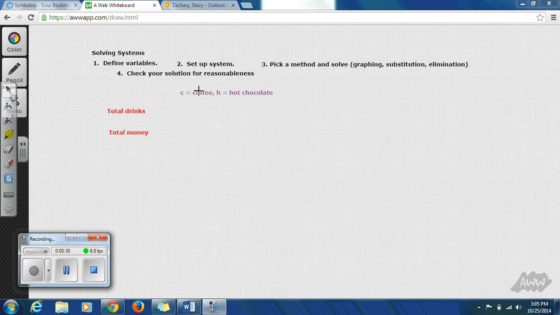That's step one. Step two, setting up a system. That means I'm going to need to come up with two equations. The two things that are given to me in this information have to deal with total drinks and total money. I've been told that there was a total of 275 cups. That means some number of coffee plus some number of hot chocolate should equal a total of 275. There is my first equation. That has to deal with total drinks.